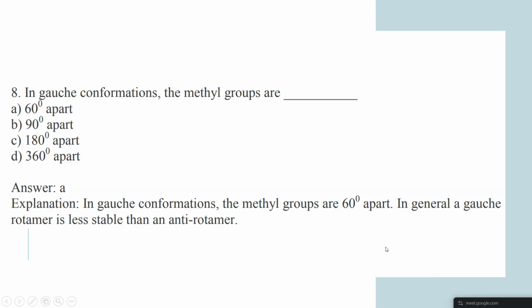So in gauche conformation, the methyl groups are 60° apart, and although it is less stable than the anti-rotamer, it is more stable than the eclipsed conformation. I hope that is already clear from the energy profile diagram, because the gauche conformation possesses less steric hindrance in comparison to the syn or eclipsed conformation.